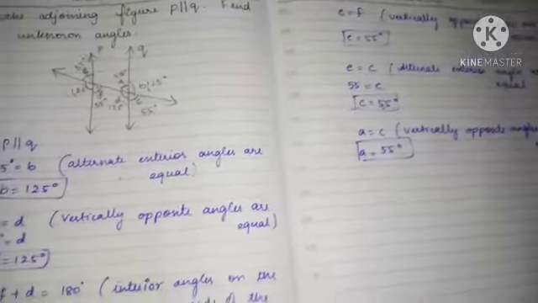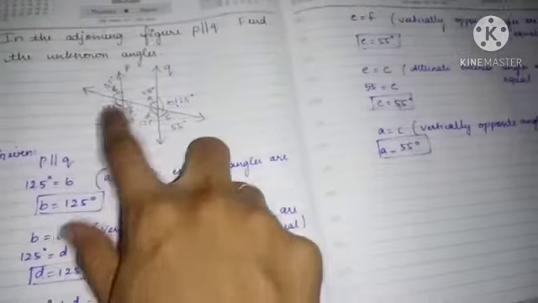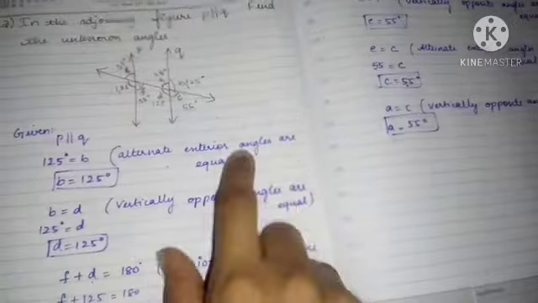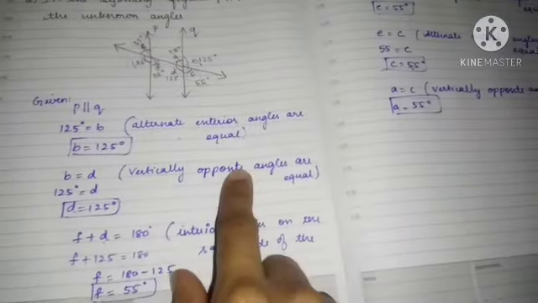Now I have found all the unknown values. See, one thing, if it is given, you should compare by this property, like alternate exterior angles equal, vertically opposite angles equal. By using this, you should find all the other unknowns. Okay, so I have found the value of A, B, C, D, E, F. Understood?